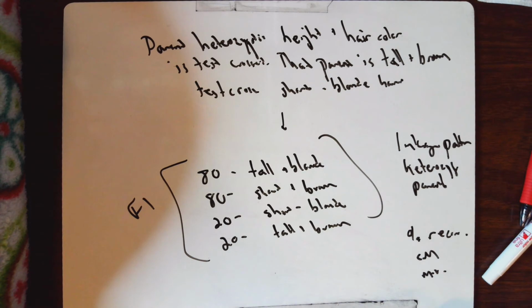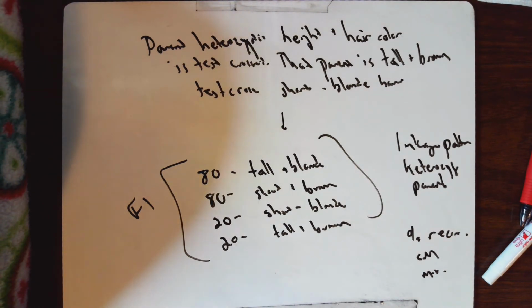All right, so let's recap and say, what just happened? We're told that we have one parent who's heterozygotic for the genes for height and hair color. And that parent is tall with brown hair. So it looks like tall is dominant and brown hair is dominant. That parent is test-crossed with a short and blonde parent. So it looks like short and blonde is recessive. And they have 200 offspring. Good for them. Of those offspring, 80 are both tall and blonde-haired, 80 are both short and brown-haired, 20 are short and blonde-haired, and 20 are tall and brown-haired.